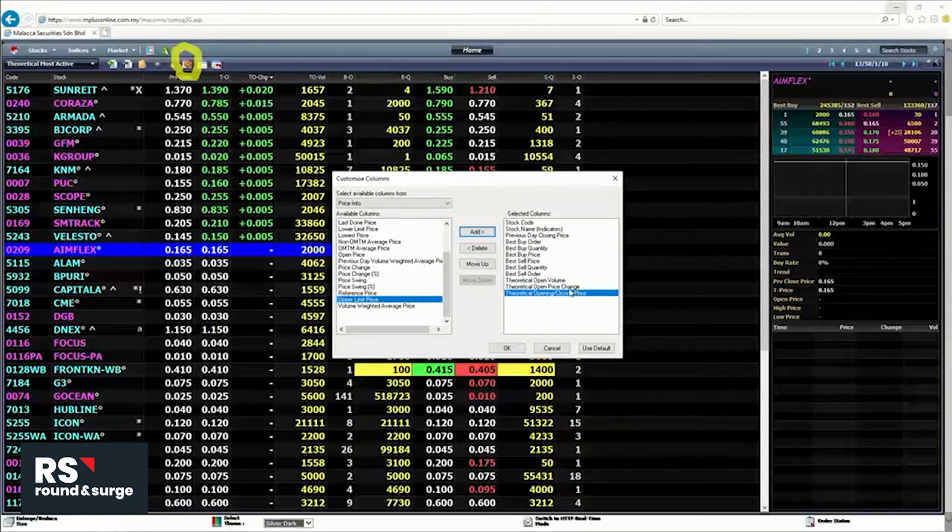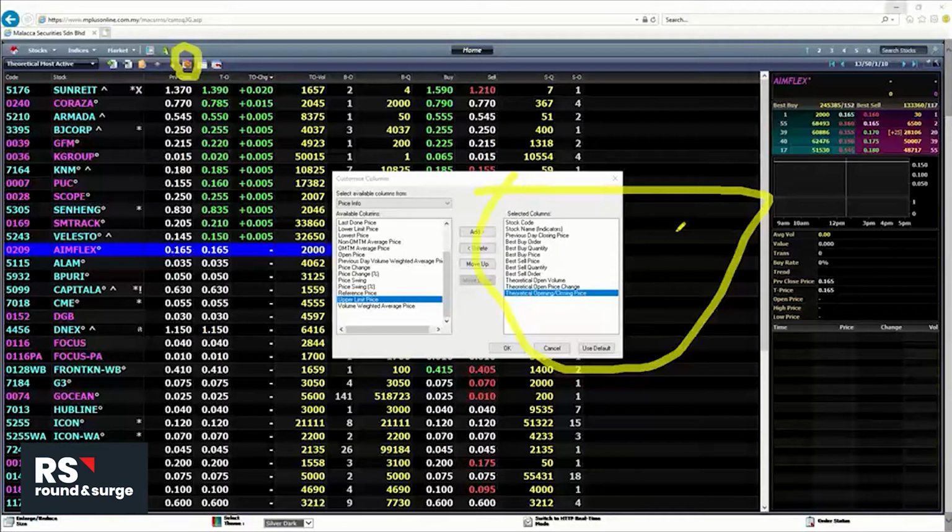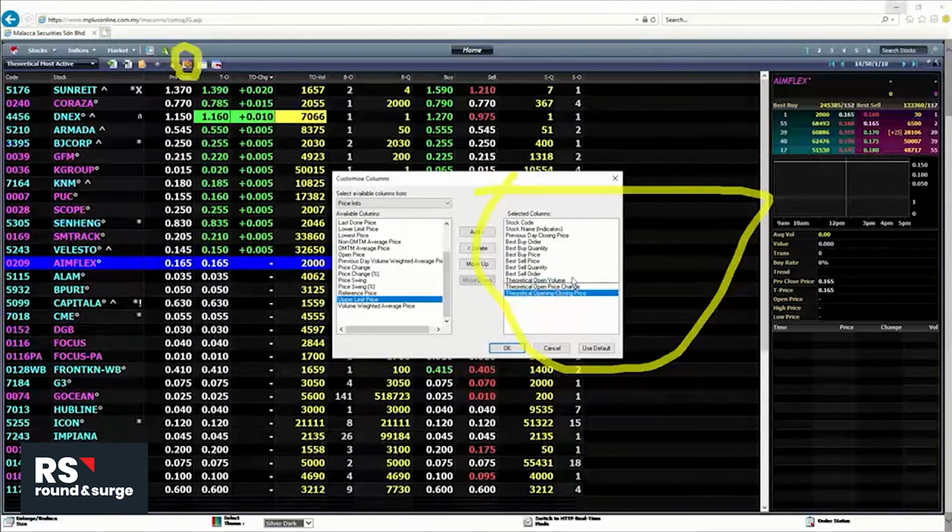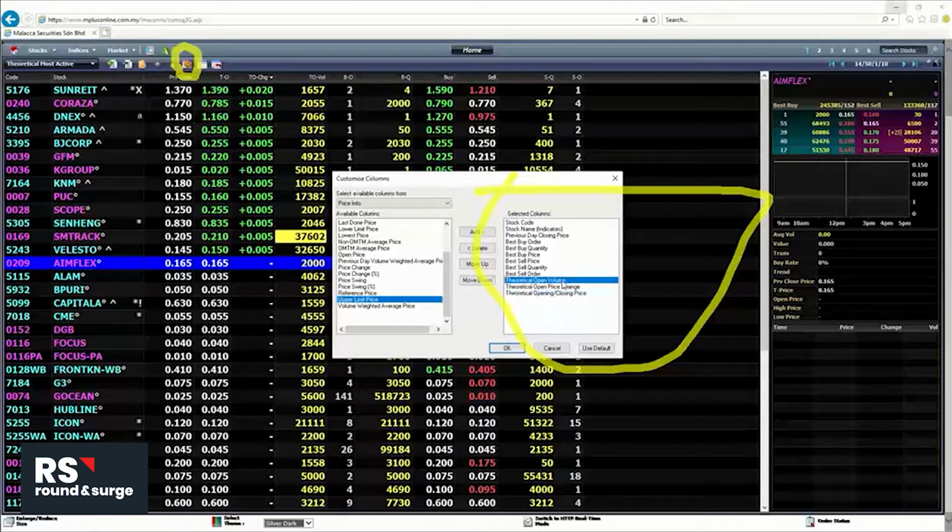So here's a few tricks for you guys. For this column over here, you have a lot of things, so I don't need all of it. So I just need the buy sell price, the buy orders, buy quantity, previous closing price. And then theoretical opening will be at the bottom here. So to make it easier for every one of you to look into it, you drag this theoretical opening price, open volume, open price change. Okay, so best is the opening or closing price. Theoretical opening or closing price is next to the previous closing price.